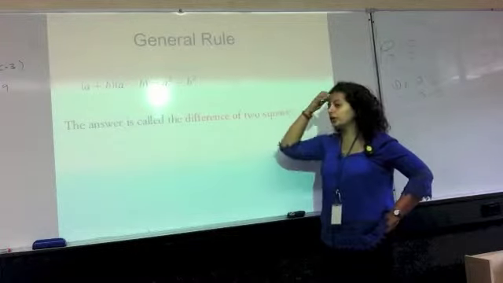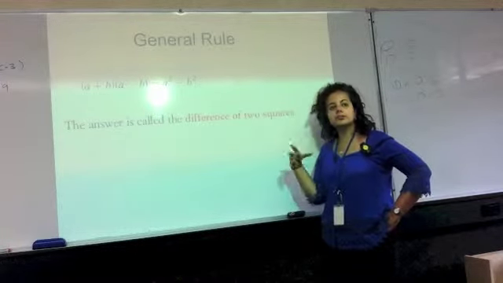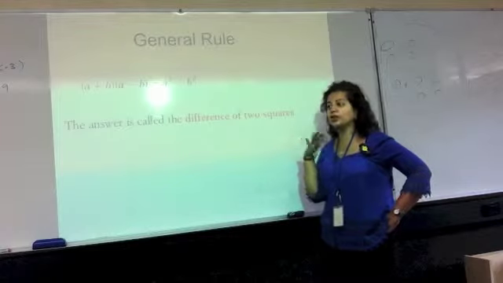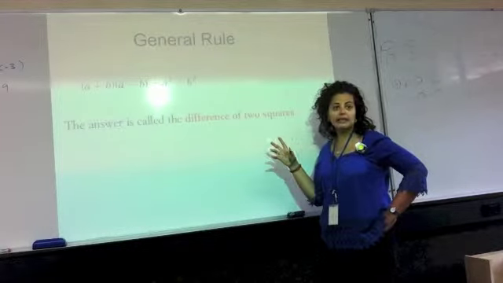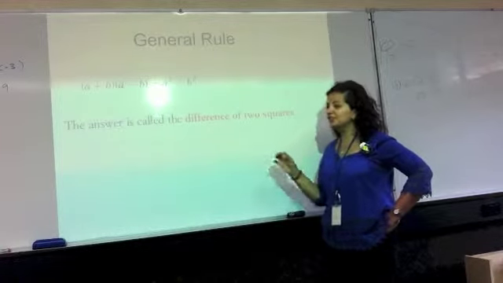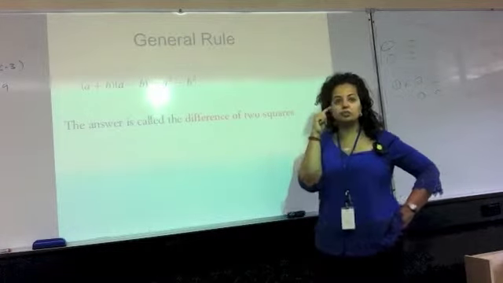So the rule's on the board. You square the first one, subtract the square of the second one. That's how quick it should be. Okay? You know it's a difference of two squares. And I always say visual check.